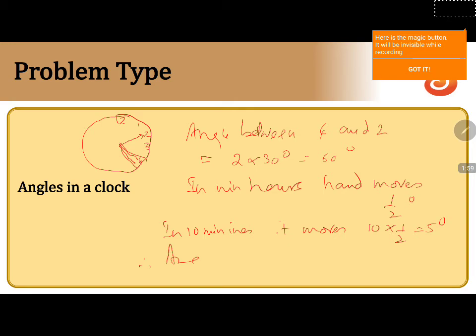Therefore, the angle between the minute hand and hour hand is 60 plus 5, 65 degrees.